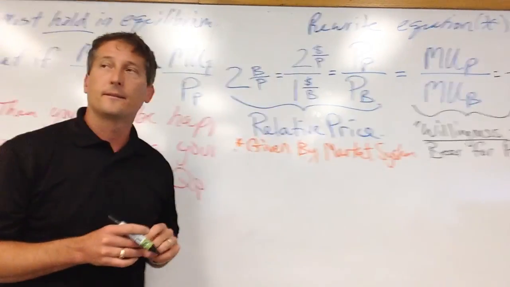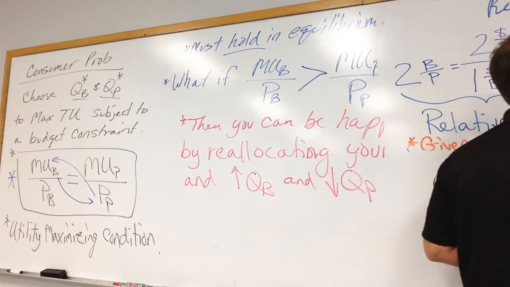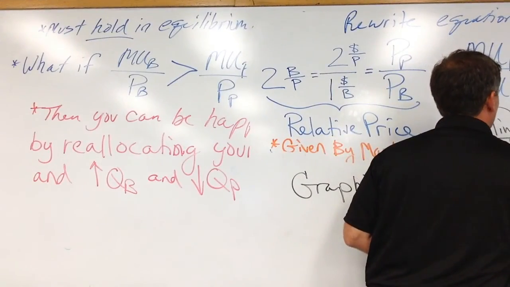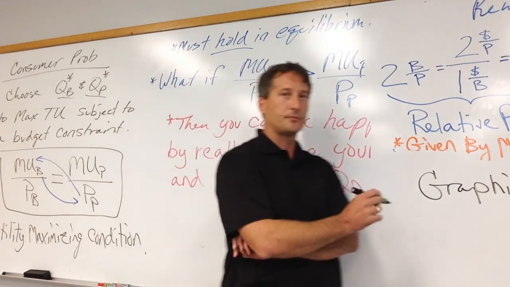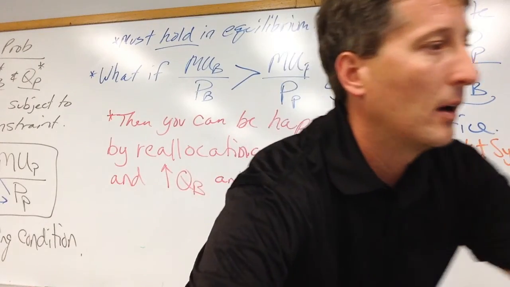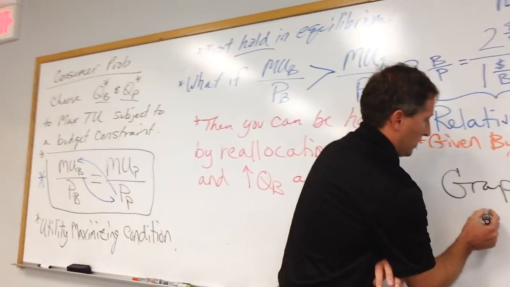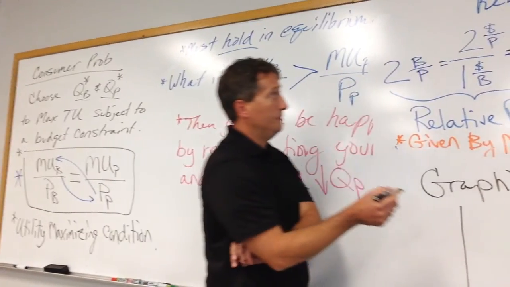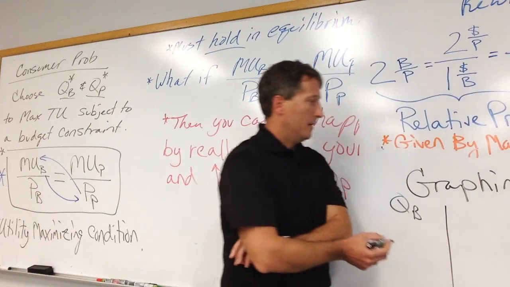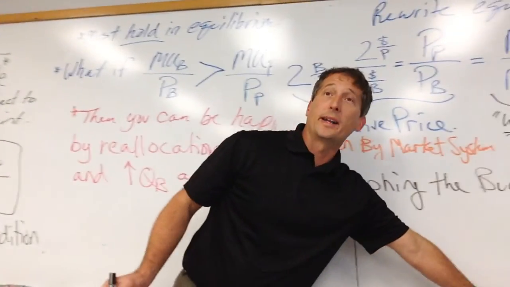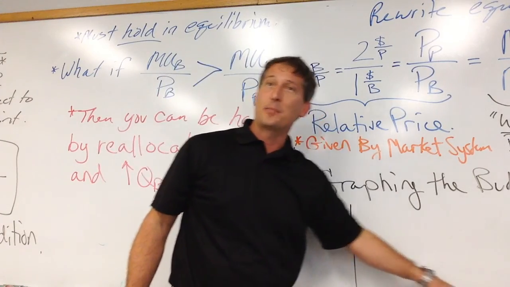Okay, questions there? We're going to chip away a little bit more here by graphing the budget constraint. All right, so I want to go into beer and pizza space. Quantity of beer, quantity of pizza. Notice not demand, like where we'd be measuring the price of pizza here, but this is in quantity space.